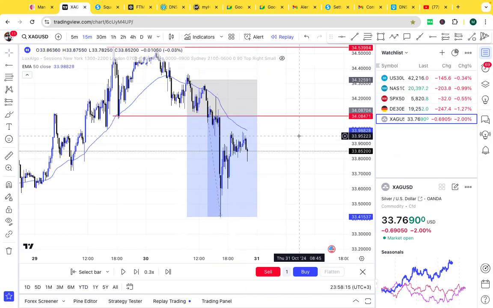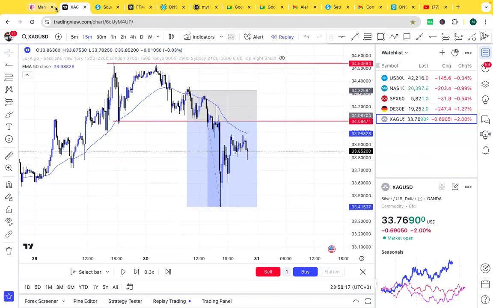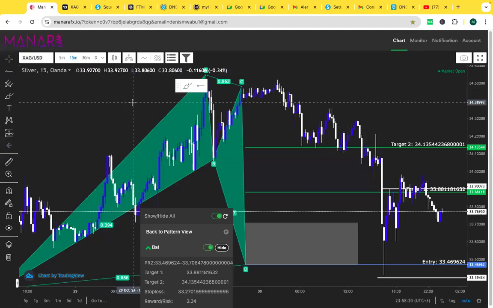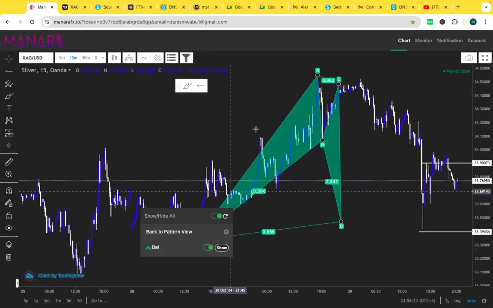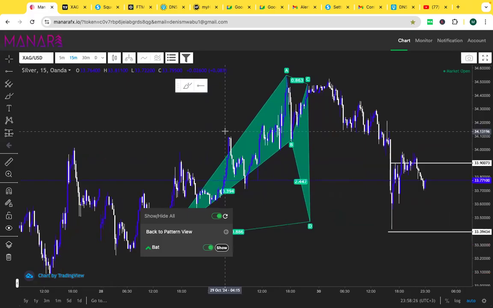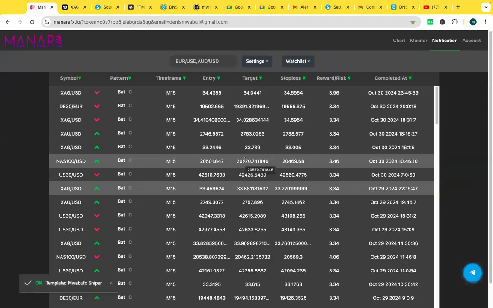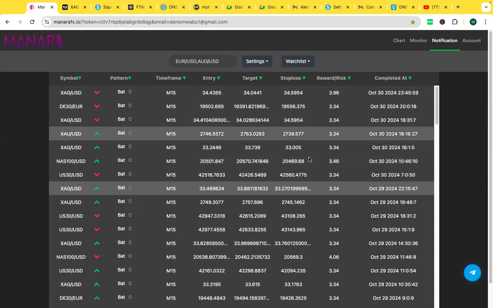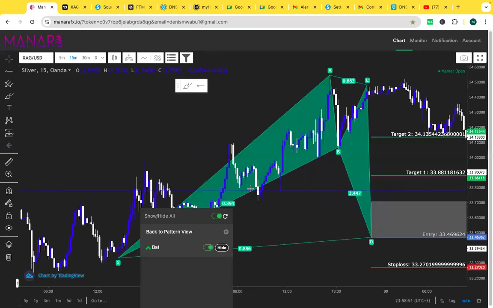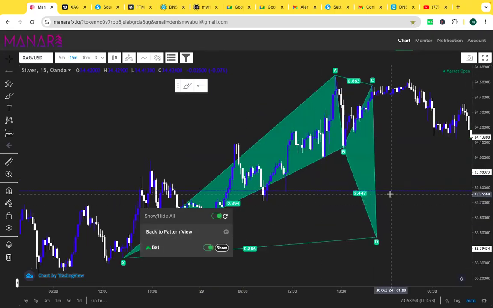So how are you able to capture high quality trades like this? We use a tool known as Manara. What Manara does is it analyzes the market for you, and after analyzing the market, it gives you high probability setups. As you can see, if I go to the notification, you'll be able to take a look at silver, and you'll be able to take a look at Nasdaq 100. So you can see the signals that have been given here. And this, for example, is the silver signal that actually gave us that trade.